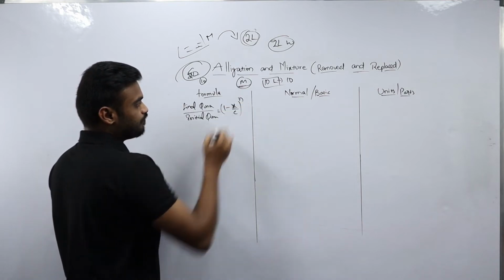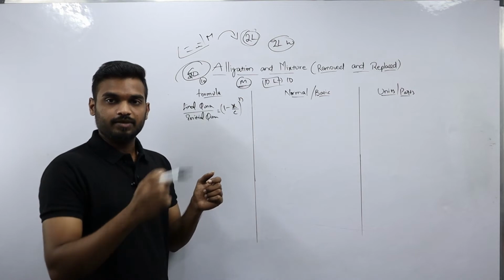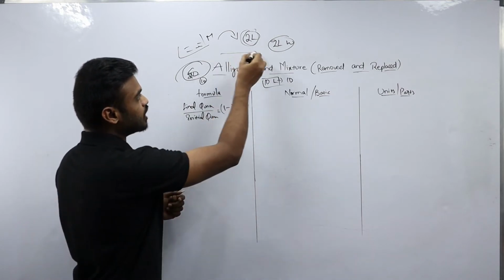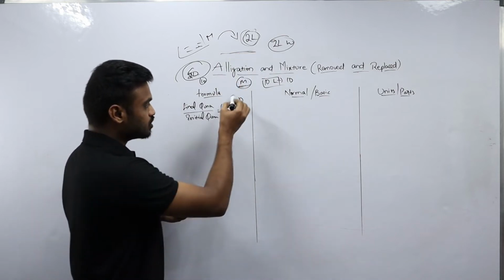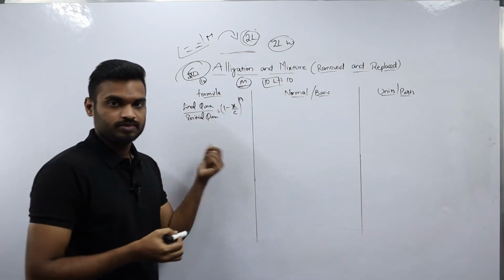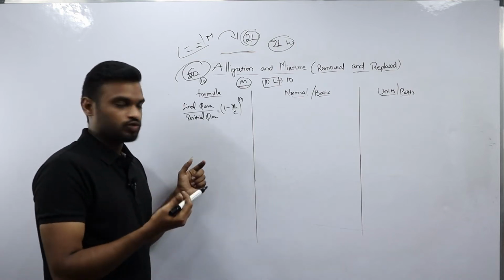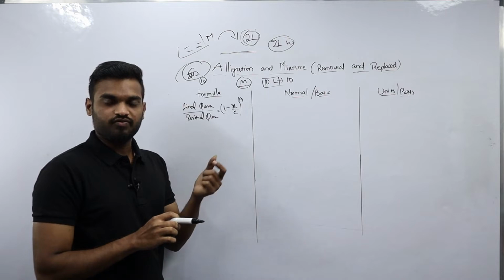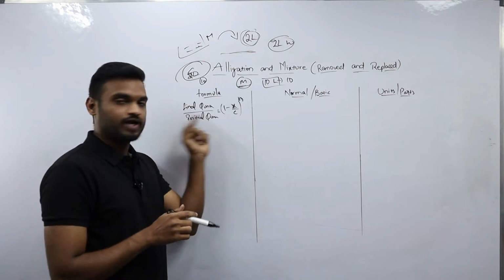Now what is n? N is how many times we are replacing and taking out the mixture. Here we are doing it 2 times, right? So the value of n is 2. I will explain once again. Final quantity is what the final quantity of milk in the total mixture is after doing all the operations.